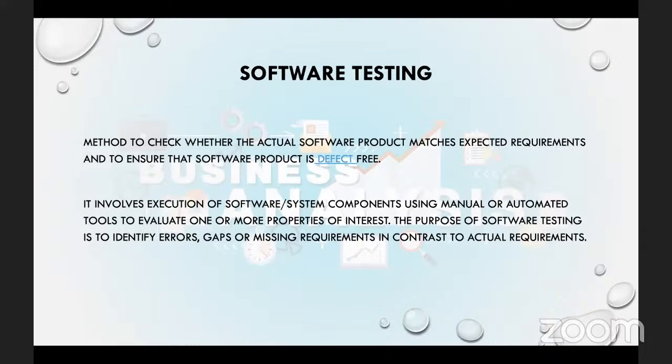So when you develop an application, we need to ensure that this application truly serves the purpose, works as expected, and the software product is also what? Defect free, that is bug free. It involves execution of a software system or component using manual and automated tools to evaluate one or more properties of interest. The purpose of software testing is to identify errors, gaps, or missing requirements in contrast to actual requirements.